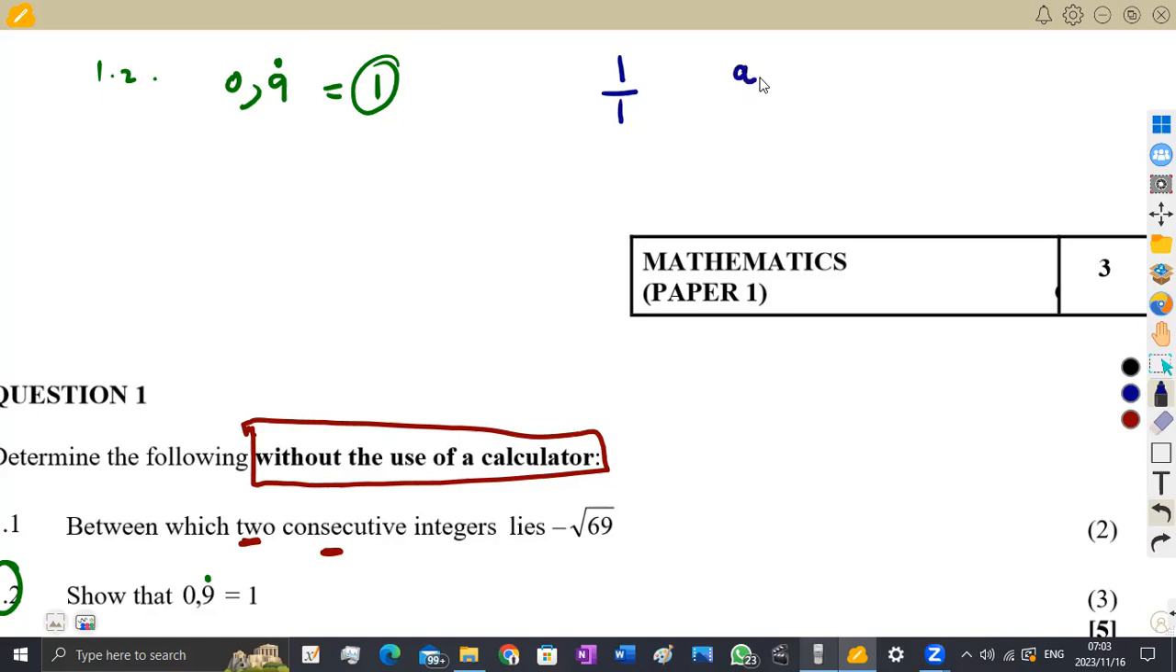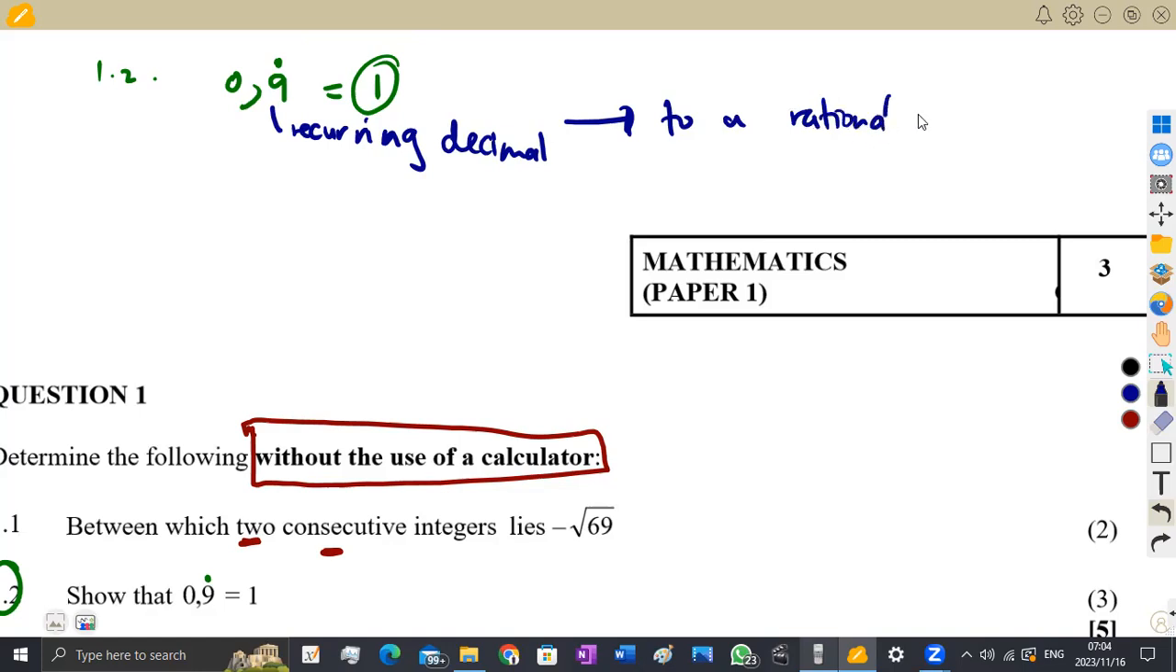Remember, a rational number must be written in the form of A over B, where A is an integer and B is also an integer, but B cannot be equal to 0, all right? So as long as you can write your answer in this form, it means we have a rational number. So we are simply converting a recurring decimal in this case to a rational number. All right, we are simply converting this to a rational number. So this 0.9 is a recurring decimal.